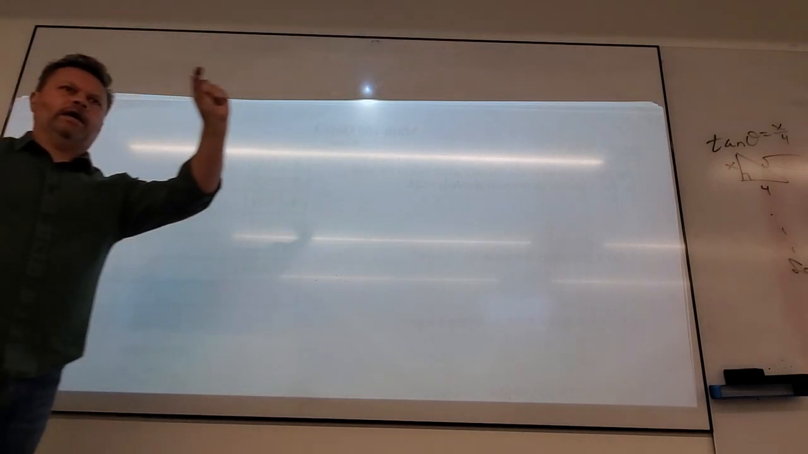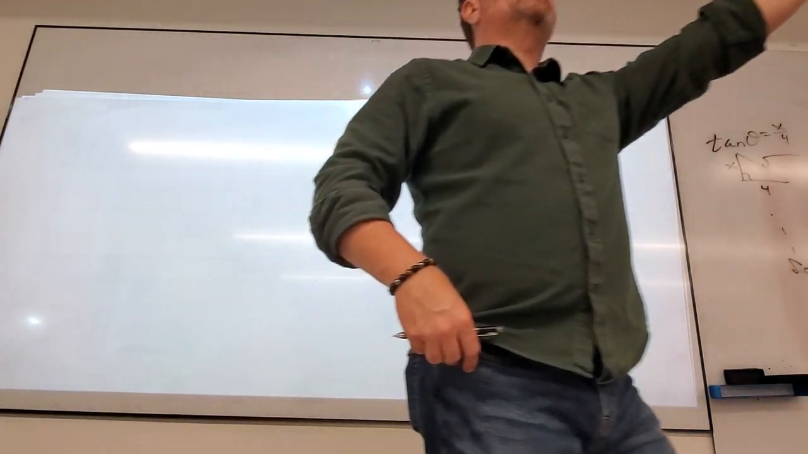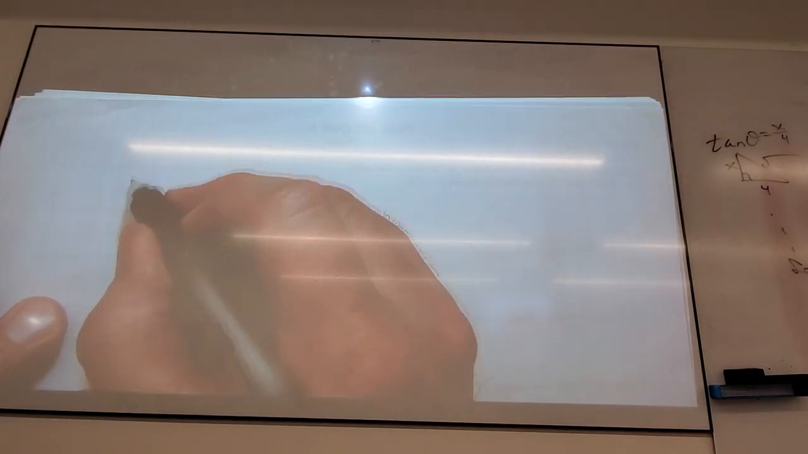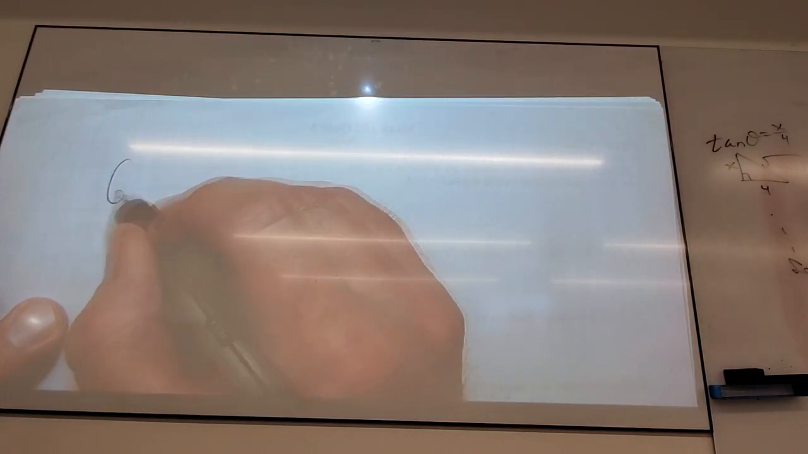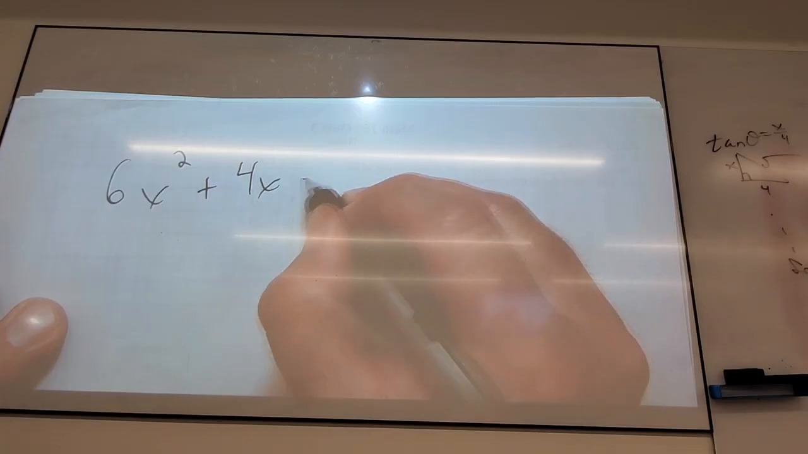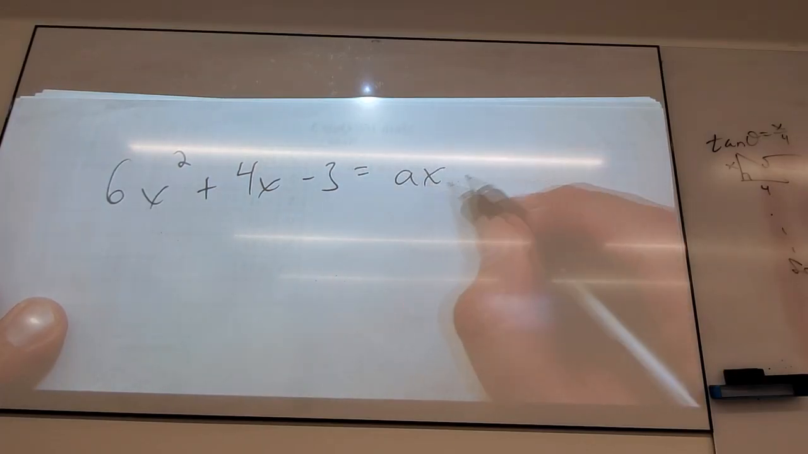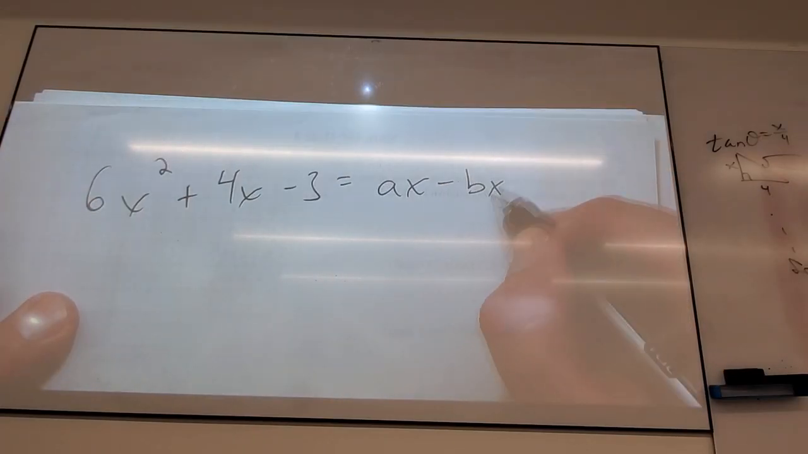So let me ask you this. I'm going to talk right now about a little skill that we have to have in order to do the process for 7.4. We need to have this skill locked down. Let's say that I know that 6x squared plus 4x minus 3 equals ax minus bx squared plus c.